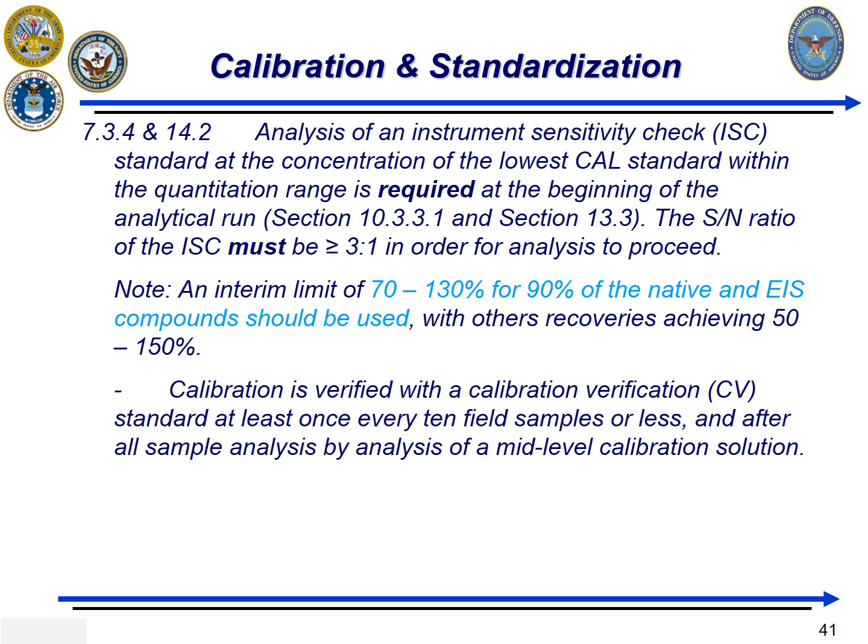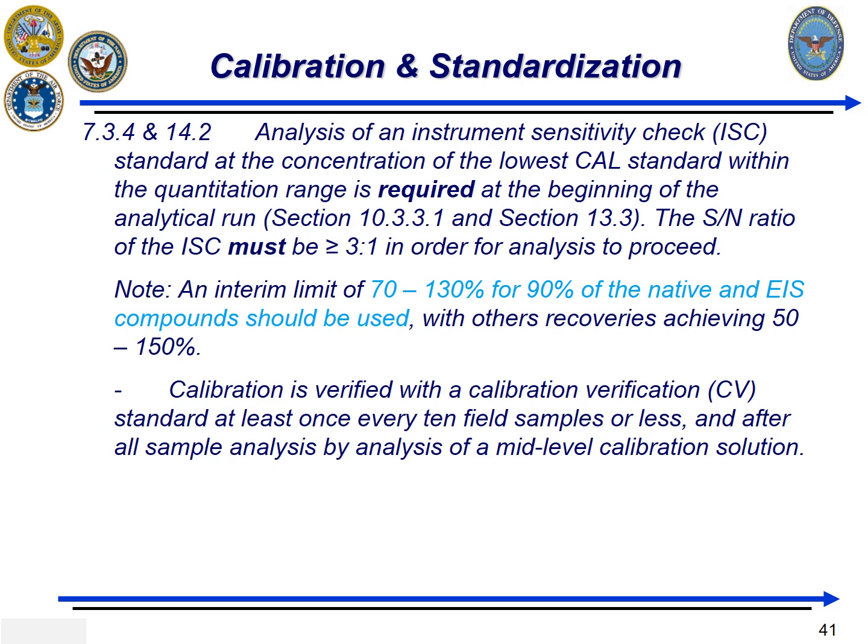It states that 71-130% recovery for 90% of the native and EIS compounds should be used, with other recoveries achieving 50-150%. The calibration is verified with a calibration verification standard at least once every 10 field samples or less, and after all sample analysis, through the analysis of a mid-level calibration standard.